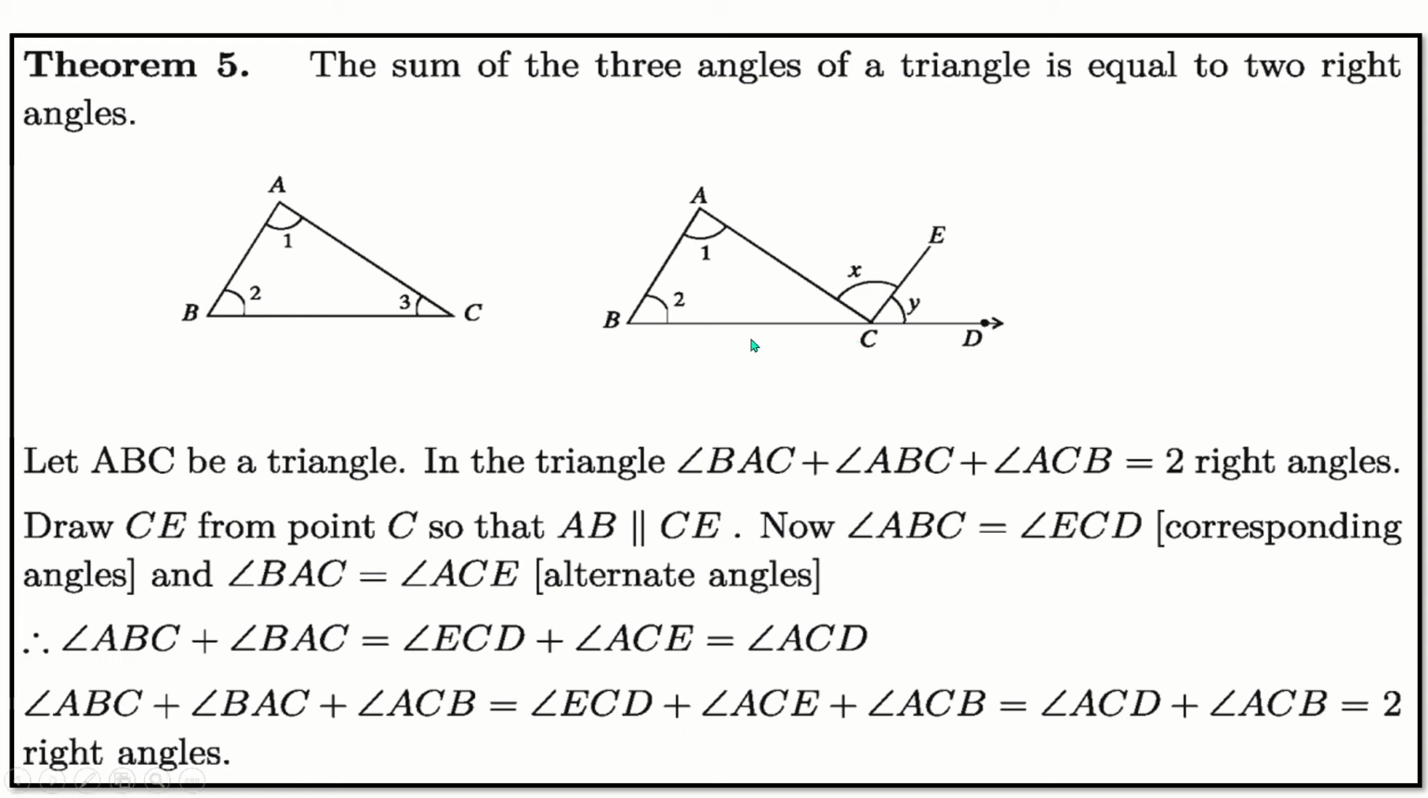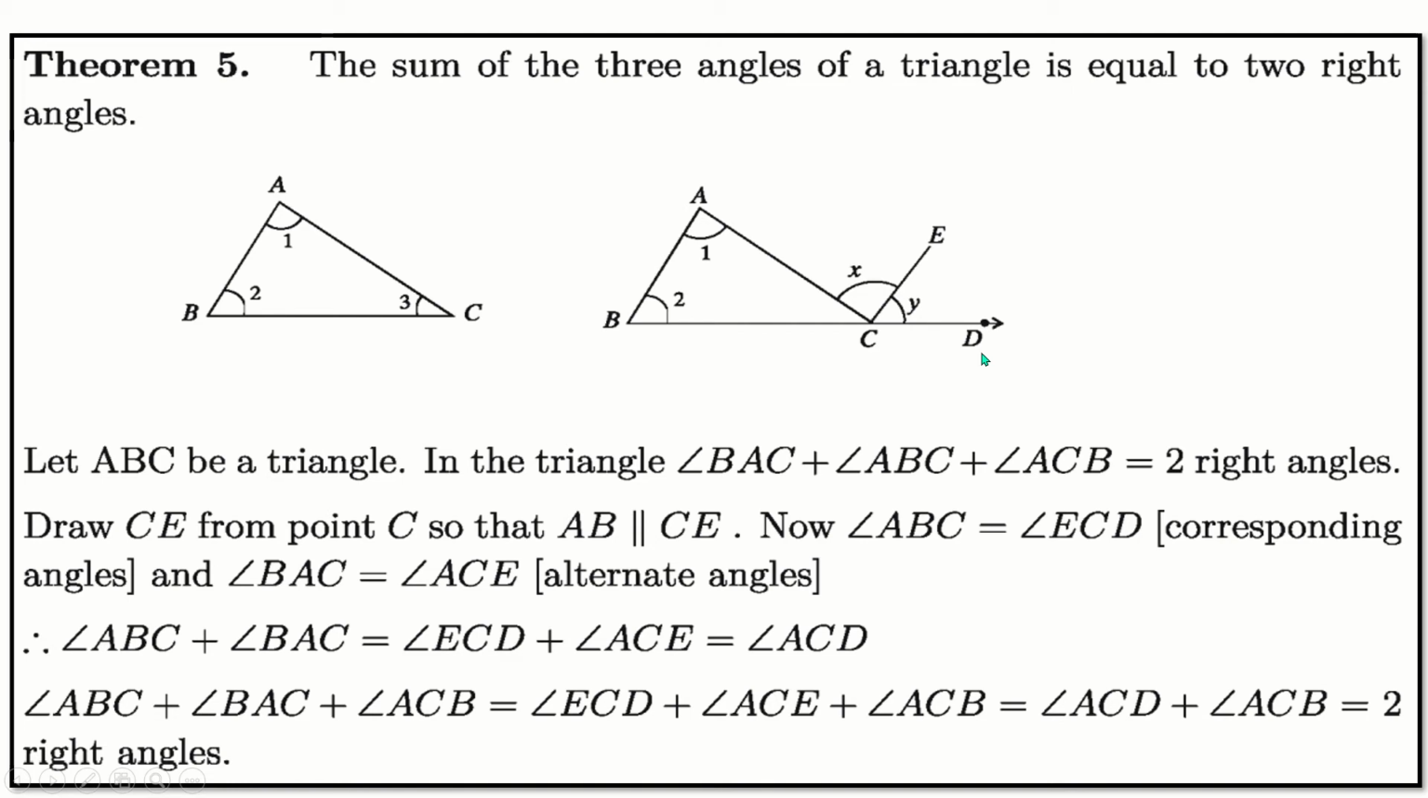Therefore, angle ABC plus angle BAC is equal to, we can write, angle ECD, because angle ABC is equal to angle ECD. And angle BAC is equal to, we can write, angle ACE. Therefore, angle ABC plus angle BAC is equal to ECD plus angle ACE. So this is equal to the total angle, total angle meaning angle ACD. Clear?